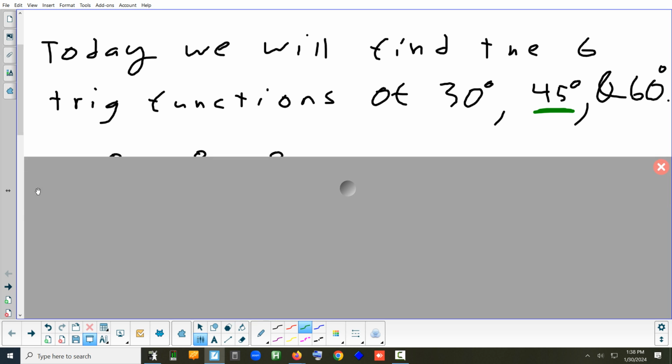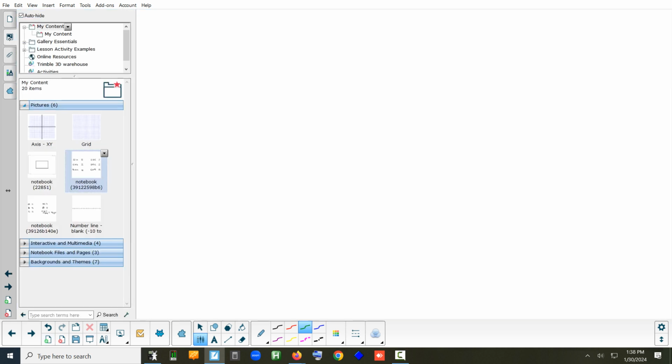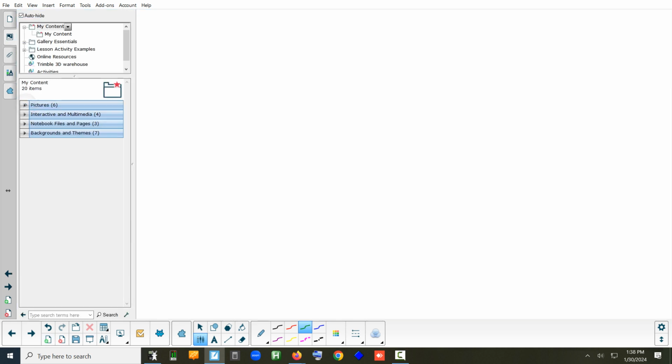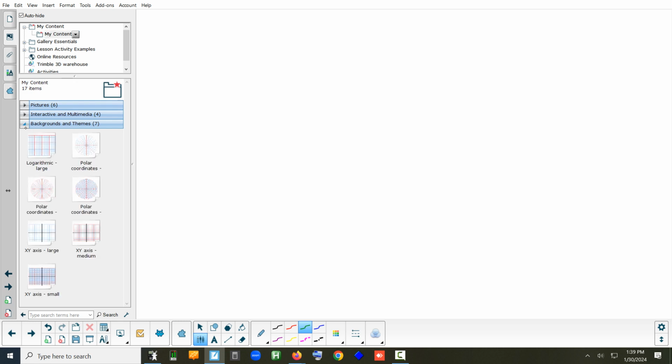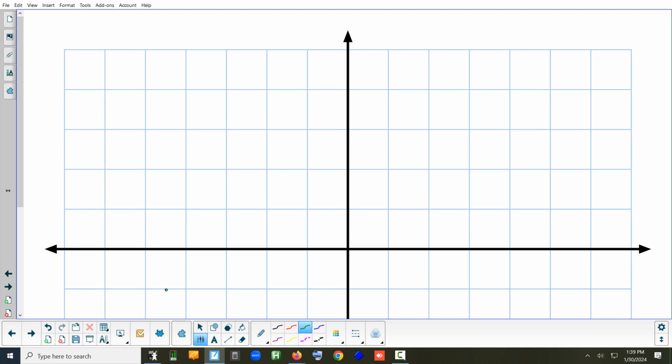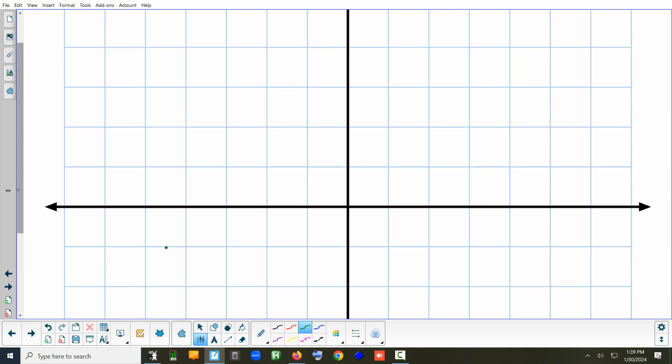So what I'm going to do is draw a unit circle. I'm going to draw it to scale, and I want to look at what we think the coordinate might be. So let's take the biggest grid that I have, that one. All right, I'm going to put a unit circle there.